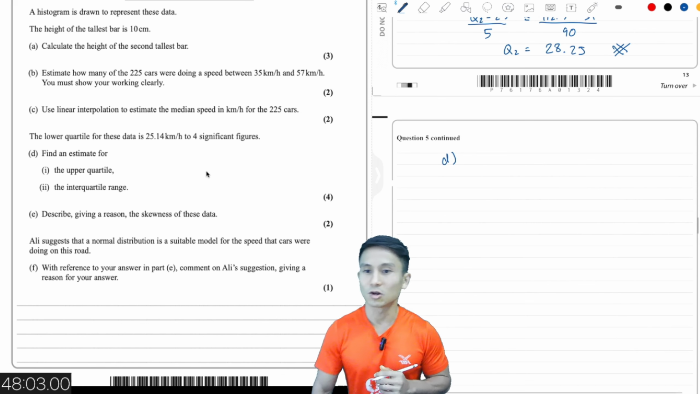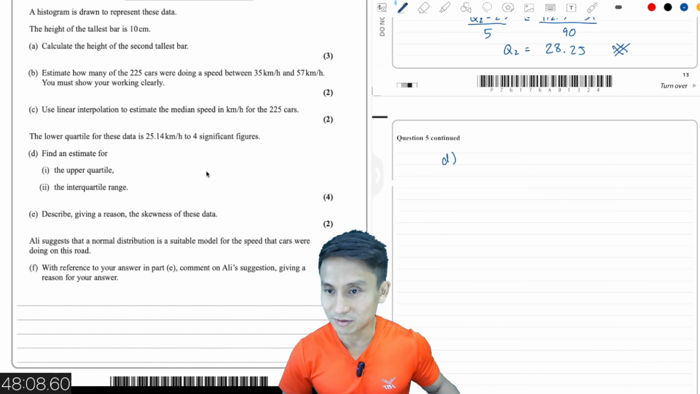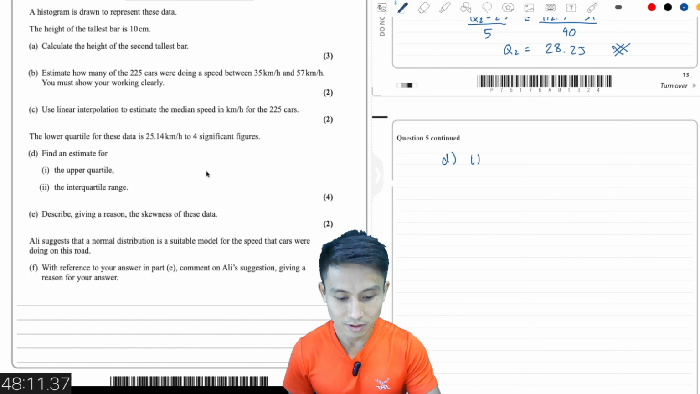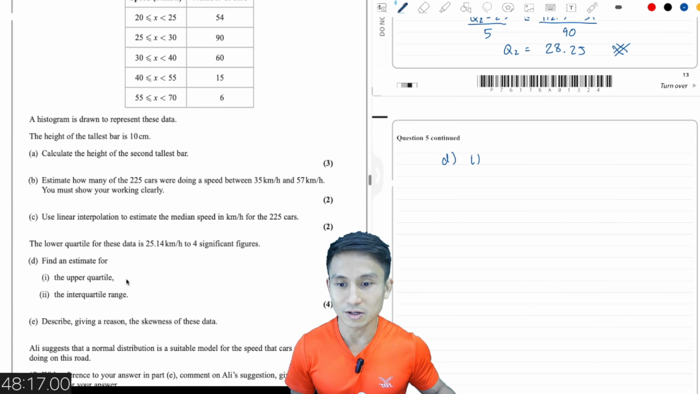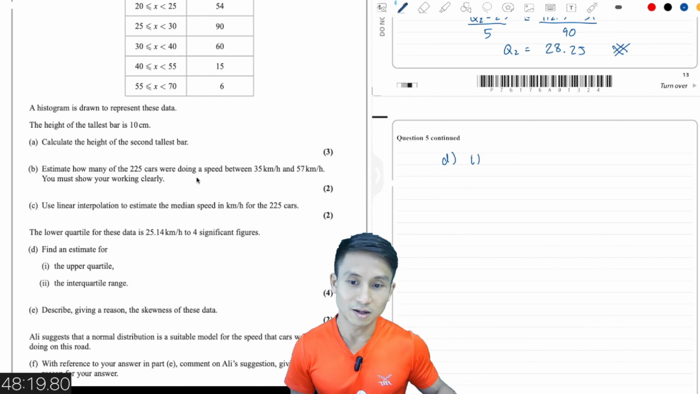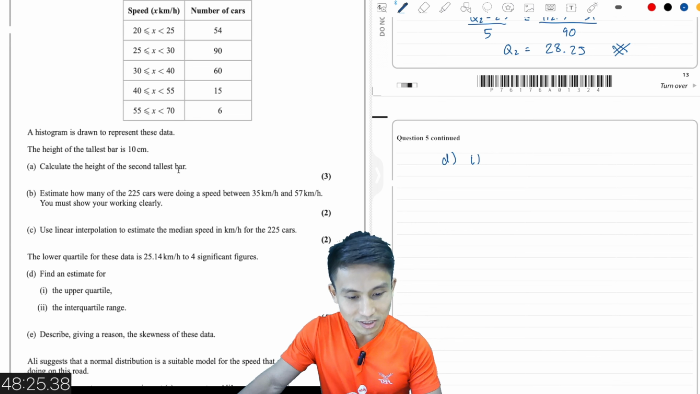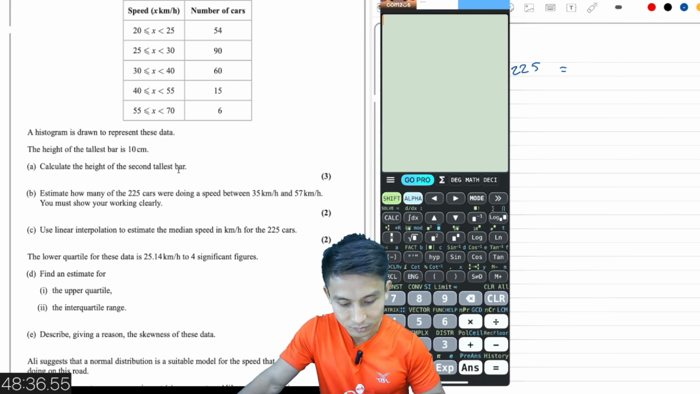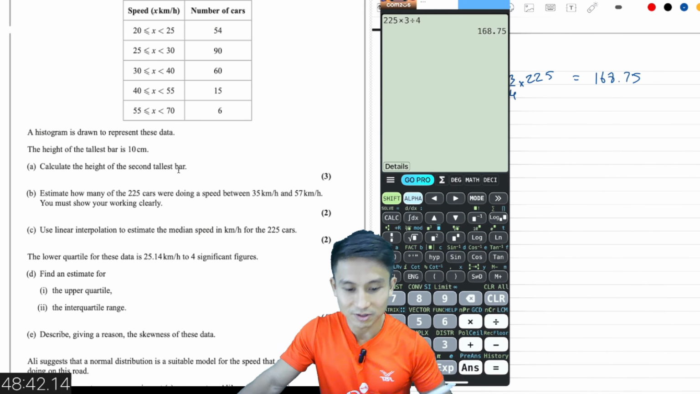Part D. The lower quartile for these data is that, for significant figures. D, find an estimate for the upper quartile. Okay, the upper quartile. Lower quartile is that. So we just find the upper quartile, which will be, the location is 3 over 4 times 225, when you find the location of that. So that's 225 times 3 divided by 4. It's going to be 168.75. That's a horrible number.